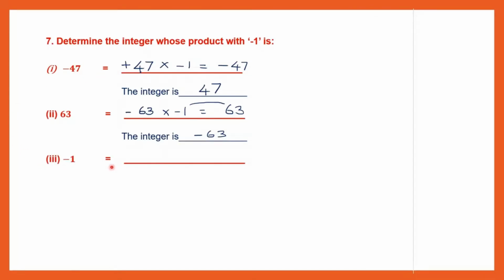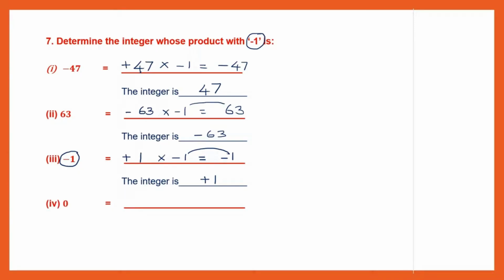Now -1. What should we multiply into this -1, which is there in the question, for us to get this answer, which is -1? Now we have one negative integer and our answer also is negative. That means this integer is positive. So we found the sign. The sign is plus. Now 1 into what will give us 1? 1 into 1. So our integer that we found out is plus 1. So this is our answer, plus 1.